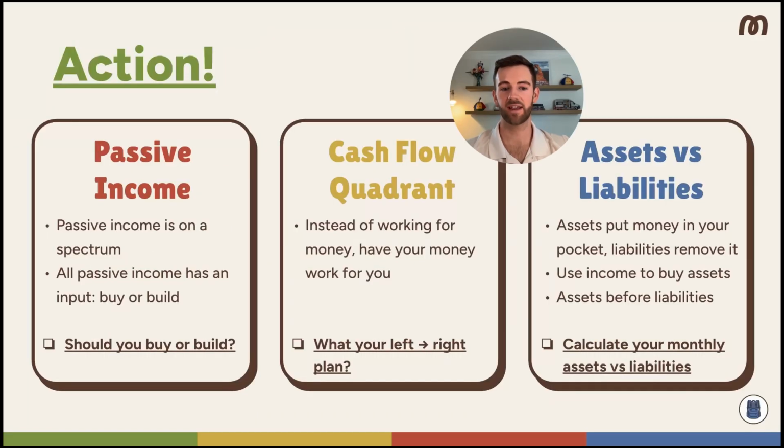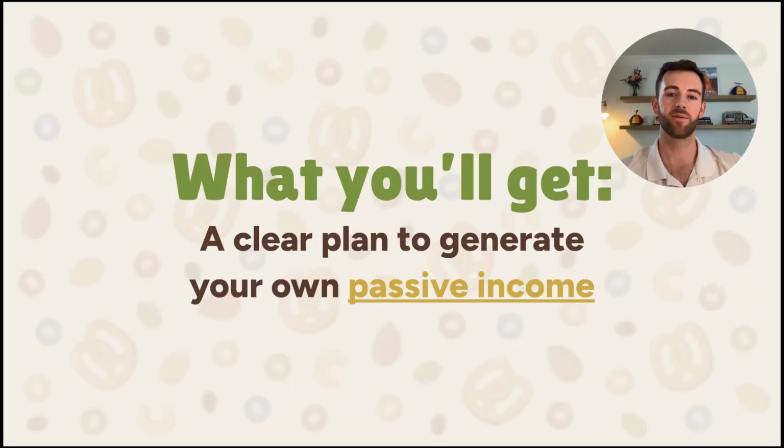For your action items, think through if you should buy or build your passive income, or what you should do, a mixture of both. For the cash flow quadrant, what is your left to right hand side plan? And then for assets versus liabilities, calculate your monthly asset income versus your monthly liability expenses. In this video, we covered the clear plan to generate your own passive income.